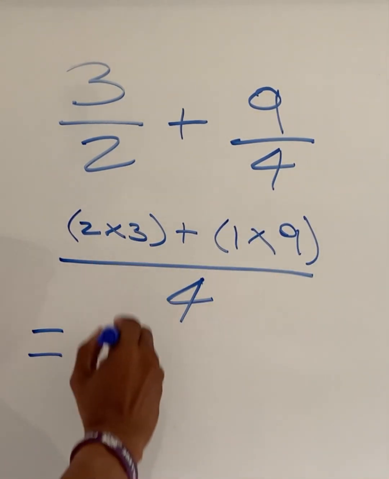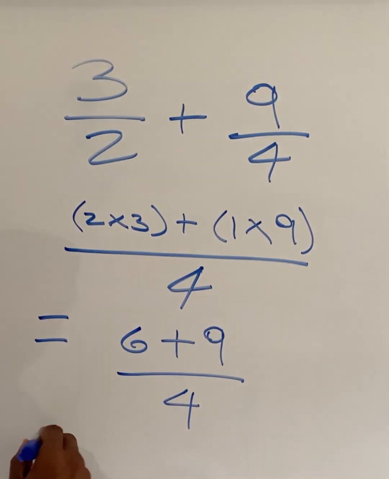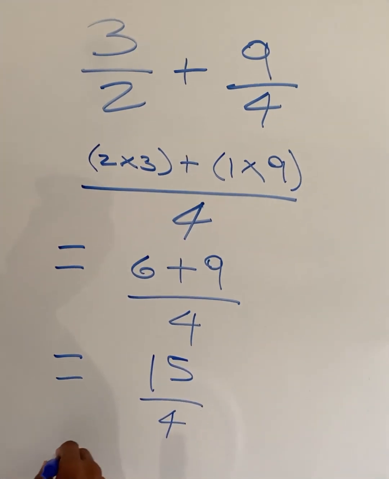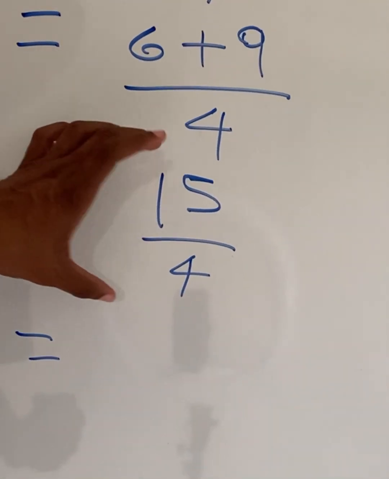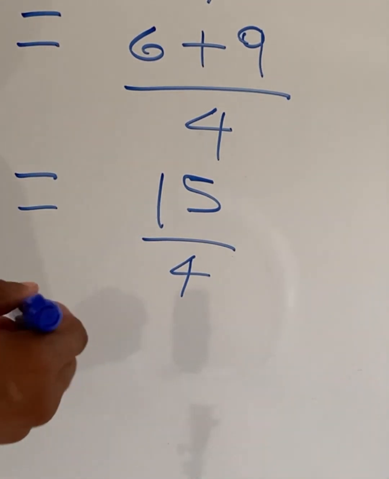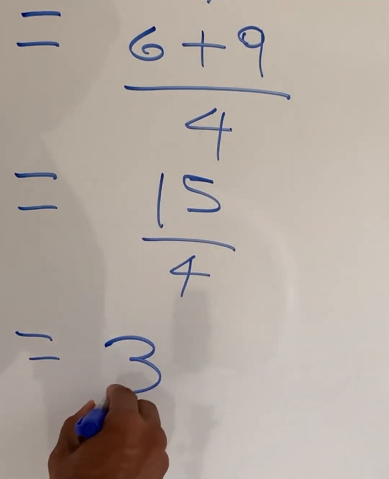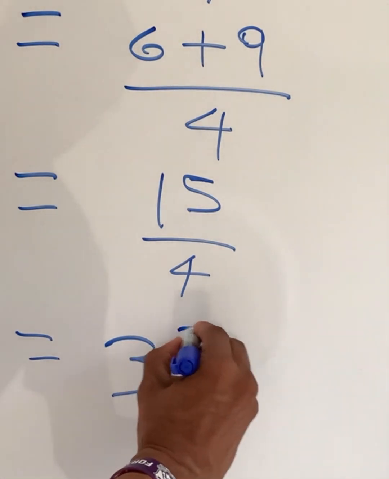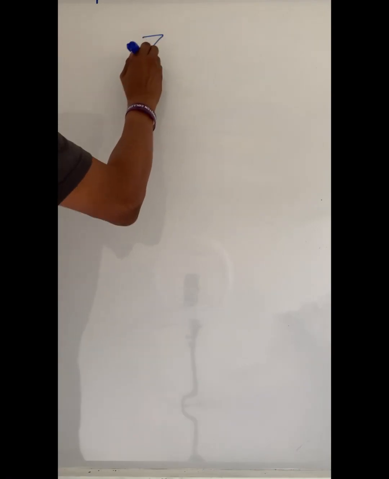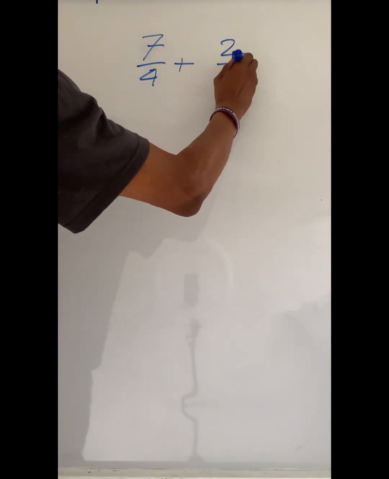This equals 6 plus 9 over 4, which comes down to 15 over 4. We never leave our answers as an improper fraction. We always break it down to the lowest fraction that we can. 4 into 15 goes 3 times and leaves us with 3 over 4. Okay? We can always add improper fractions to proper fractions.